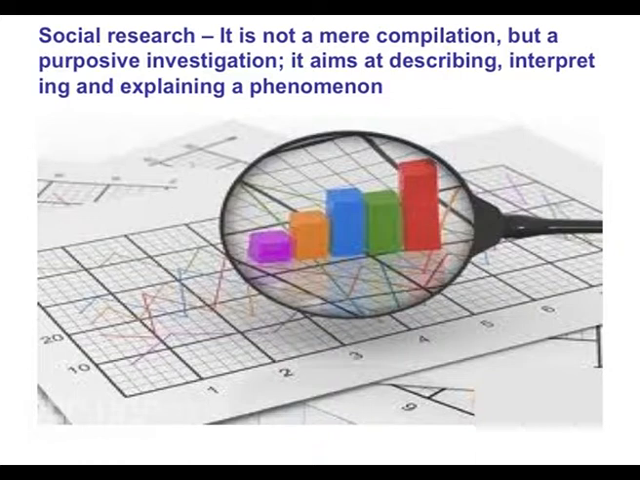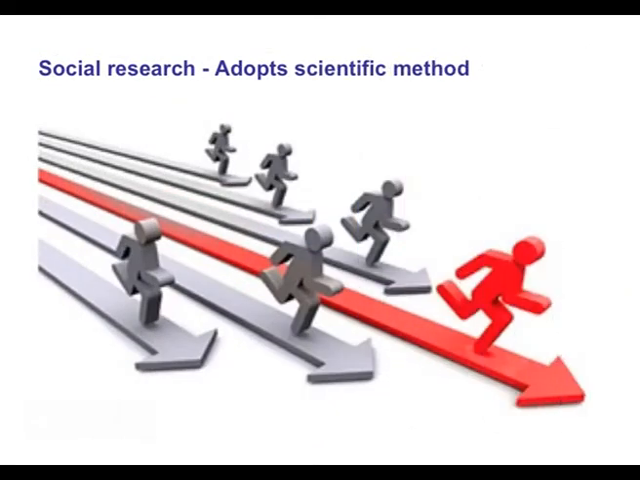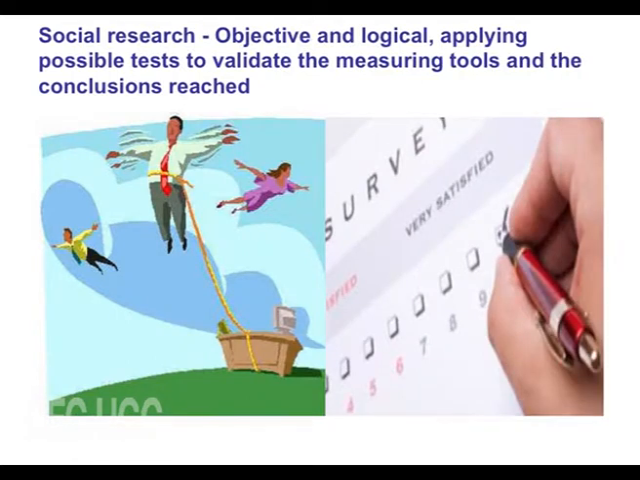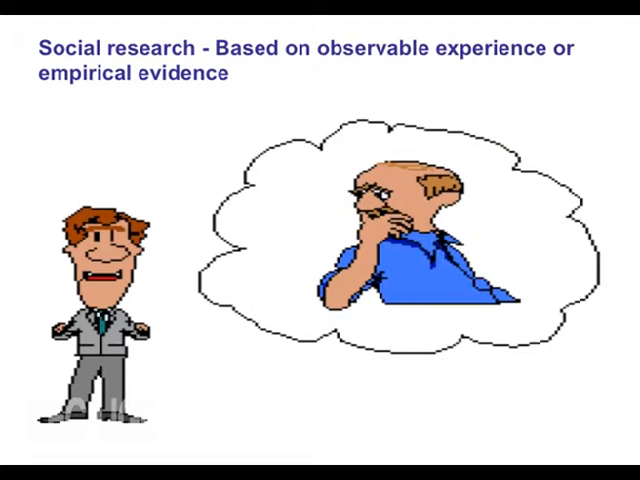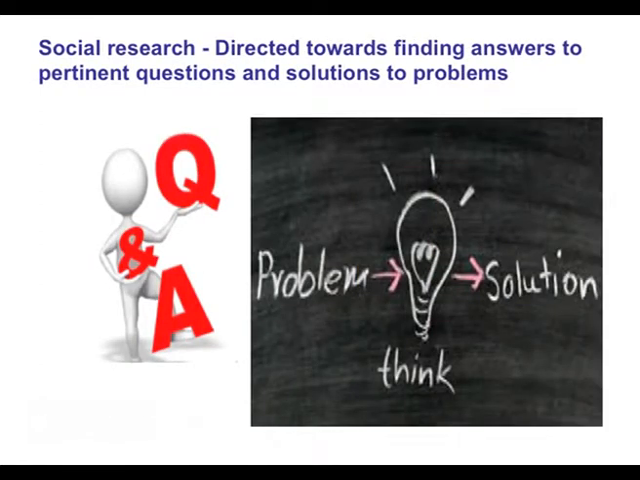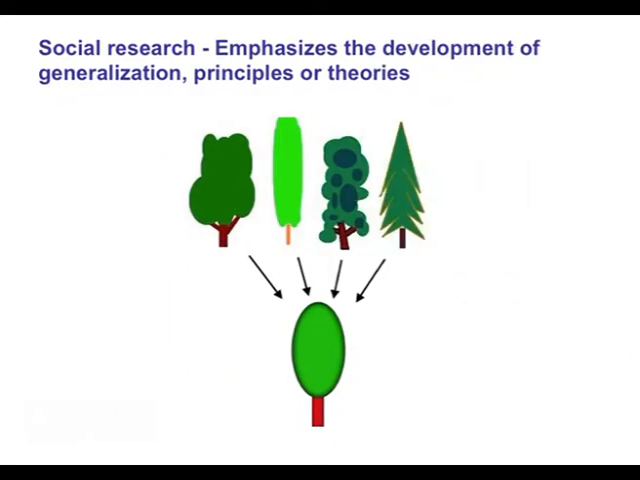It aims at describing, interpreting and explaining a phenomenon. Social research adopts scientific method. It is objective and logical, applying possible tests to validate the measuring tools and the conclusions reached. It is based on observable experiences or empirical evidence. Social research is directed towards finding answers to pertinent questions and solutions to problems. Social research emphasizes the development of generalization, principles or theories.